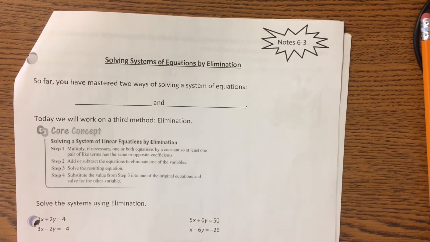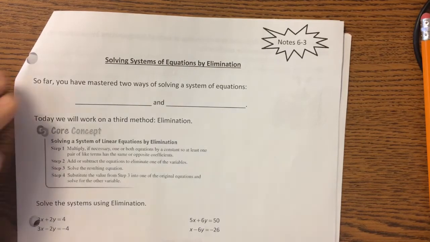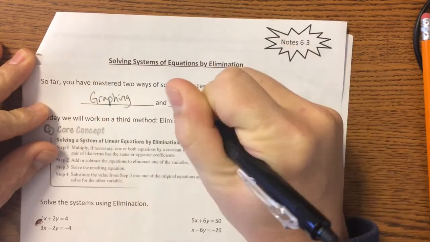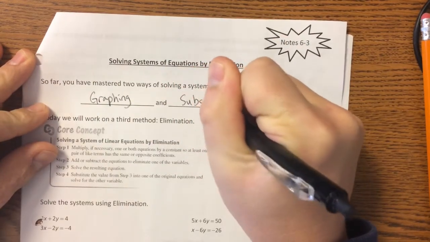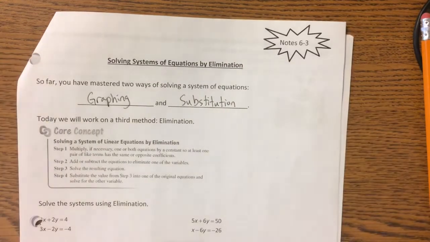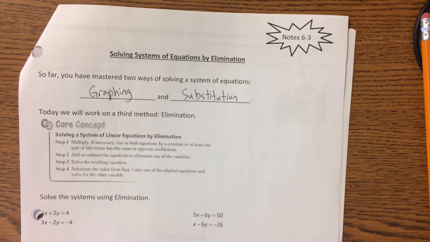So yeah, so far we've talked about two ways to solve systems. Graphing was one of them, and substitution was the other. All right, those are the two methods that we use to solve these systems. Today we're going to look at a third method, and the final method, at least the final method we'll learn.